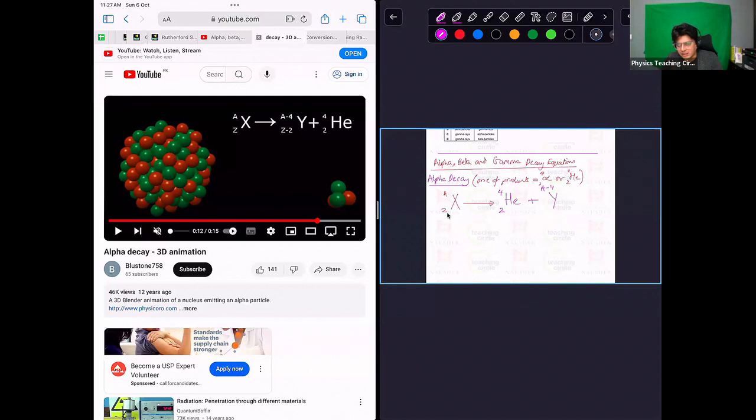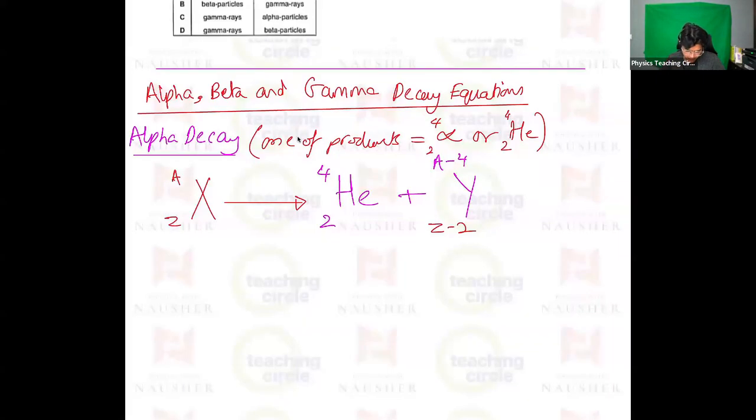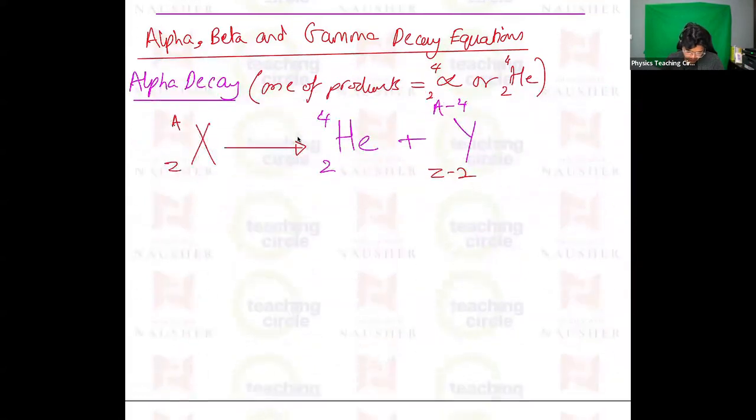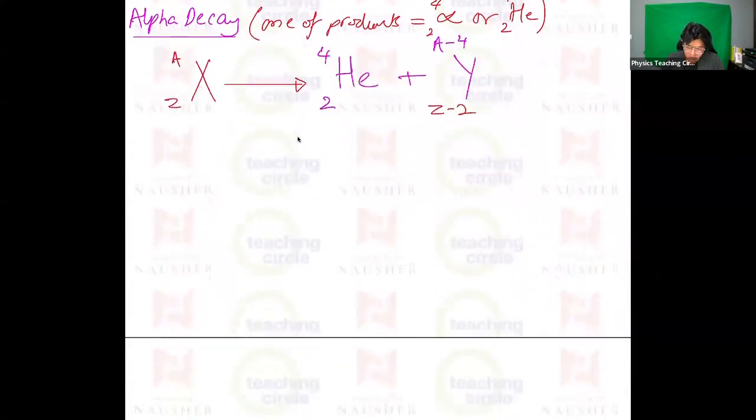And what about over here? Originally it was Z, 2 went out. What should this number be? It should be Z minus 2. Does this make sense? So alpha decay की equation clear होगी सबको? ये decay equation आपने याद करनी है, इसको बहुत सवाल आते हैं. You should know how to write this equation. Are you guys with me?